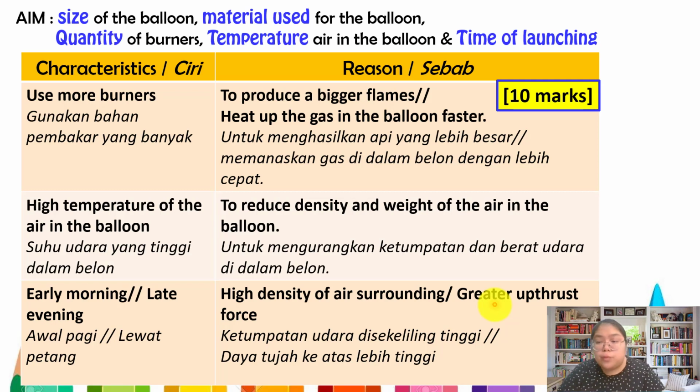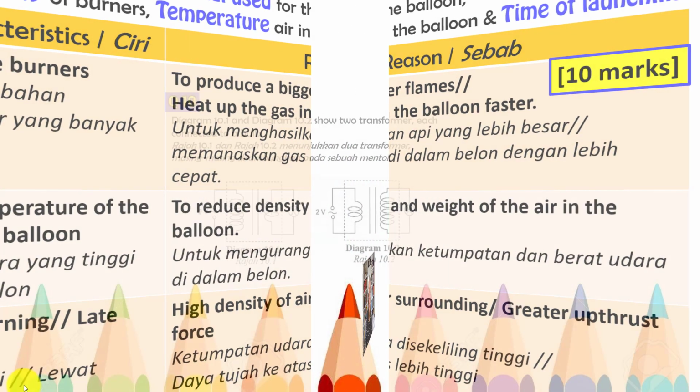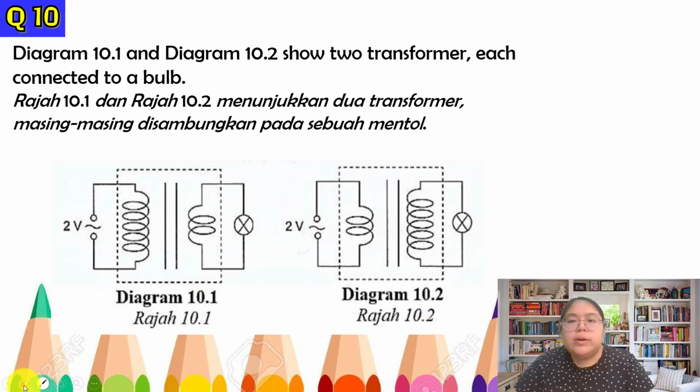Okay, now we go to question 10. Question 10 is almost the same format, but it is in the Form 5 topics. Let's see question 10. Question 10 is electricity. Diagrams 10.1 and 10.2 show two transformers, which is electromagnetism. Each is connected to one bulb.